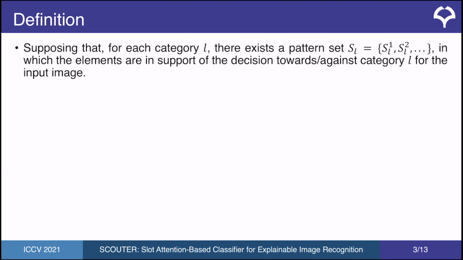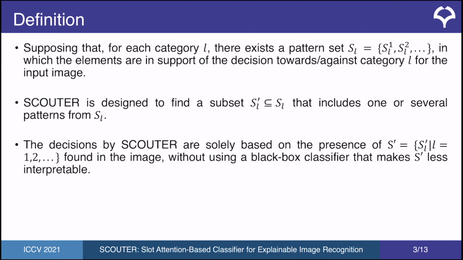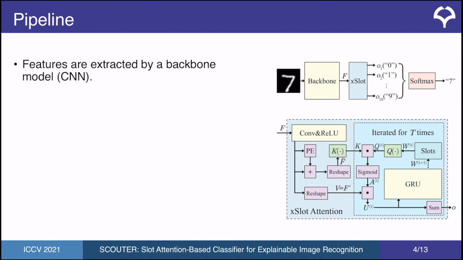Supposing that there exists a pattern set S in which the elements are in support of the decision towards or against one category, SLOTR is defined as a classifier that finds a subset of S that includes one or several patterns, and the decisions by SLOTR are solely based on the presence of the patterns, without using a black box classifier that makes the pattern set less interpretable. SLOTR is configurable to find either positive or negative patterns, the visualization of which can serve as the positive or negative explanations.